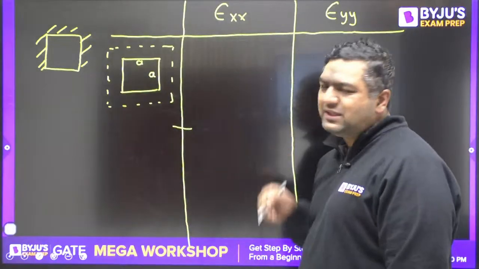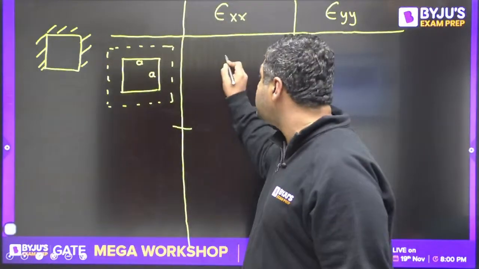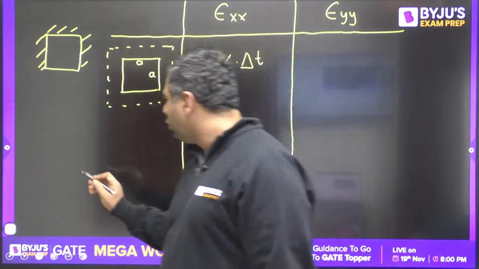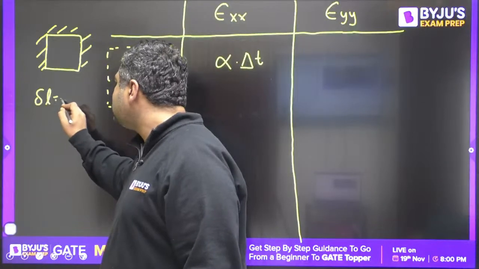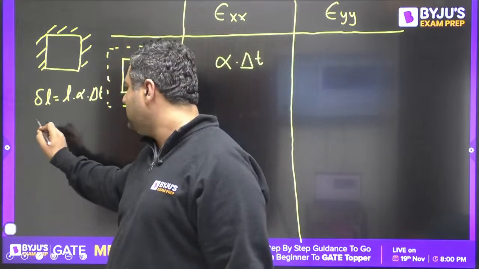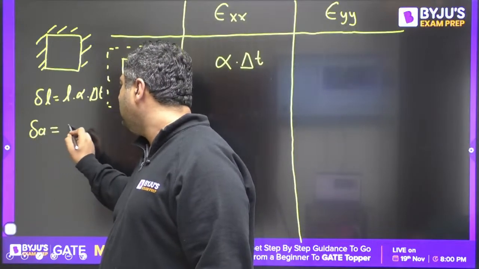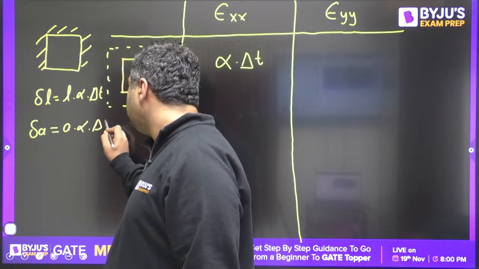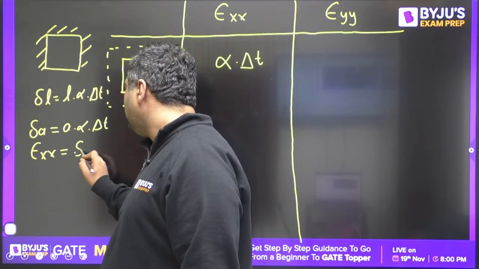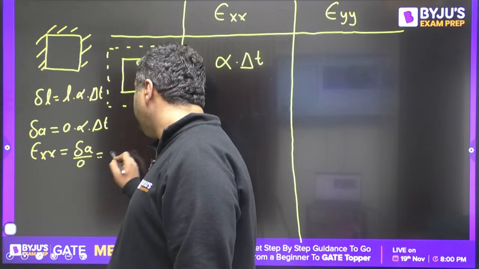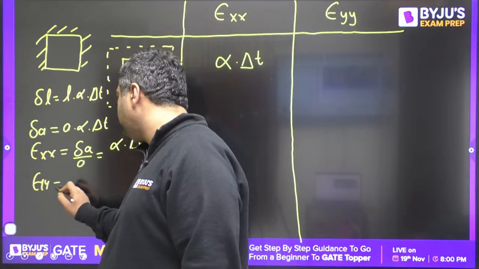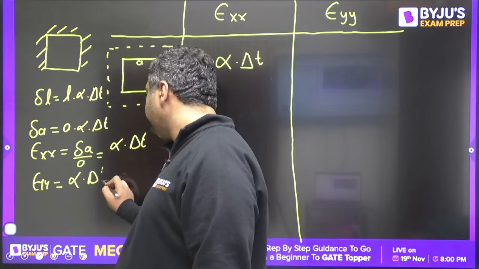And because of this, when we find out the strain, that comes out to be alpha delta T. How alpha delta T? You know delta L is L alpha delta T. The side is A, so I will write delta A equals A alpha delta T. So if you find the strain in the x-x direction, delta A by A, it will be alpha delta T. The same for the y side, the direction is the same, so it is also alpha delta T.